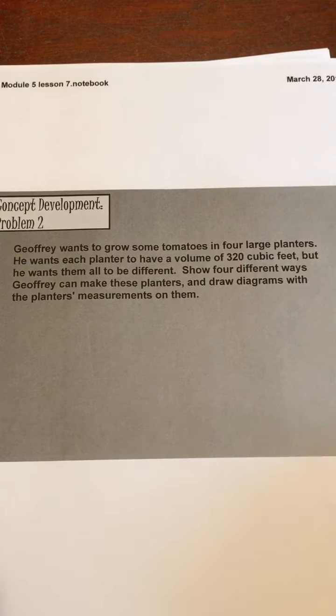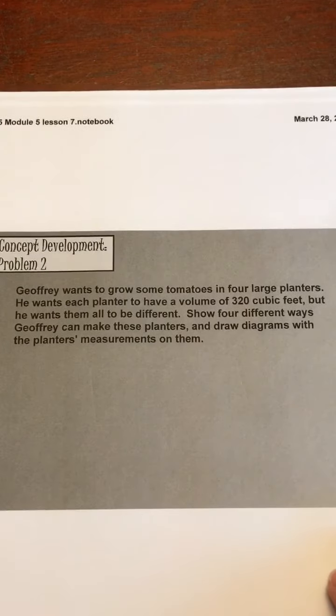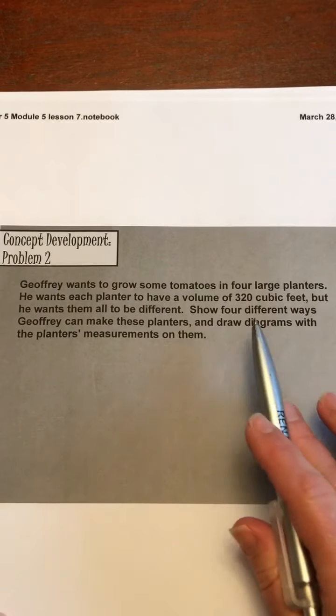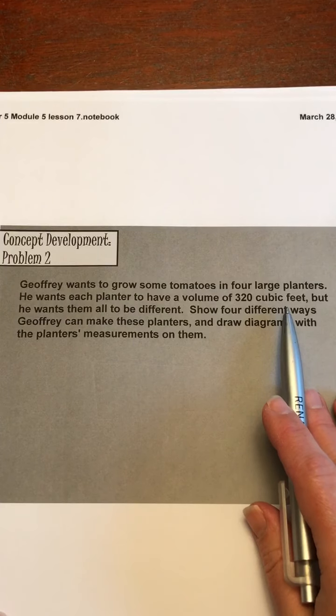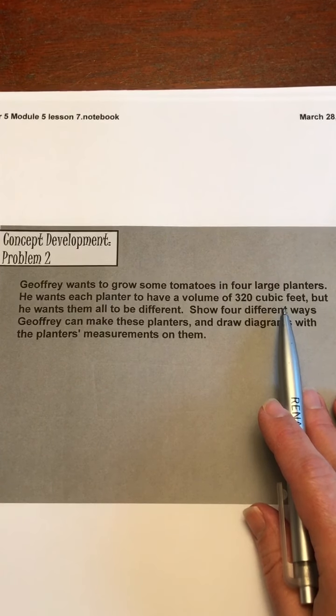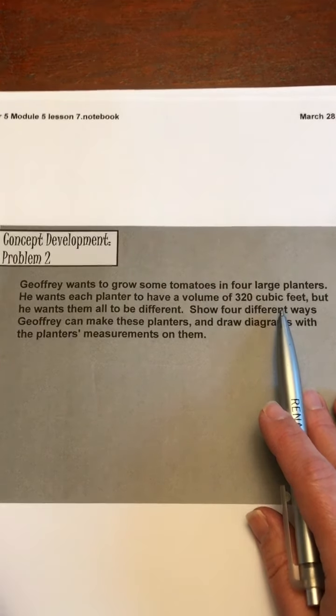All right, so let's go on to number 2. Looks like we're working with Jeffrey today. Jeffrey wants to grow some tomatoes in 4 large planters. Now, if you are following along with me in your problem set, you will notice that there's 4 boxes for you to draw this into. So as I am working through this, I will try to do that as well.